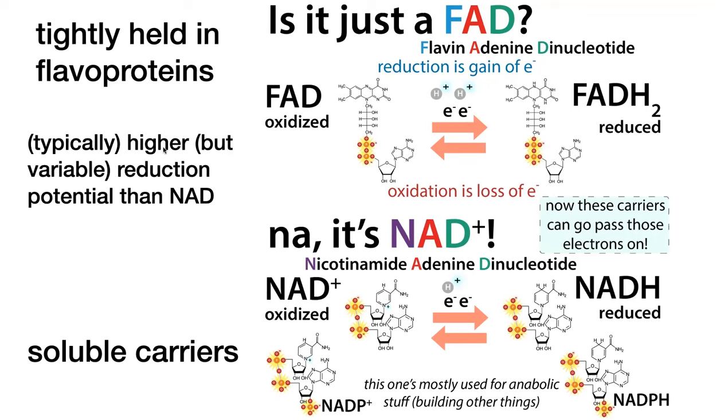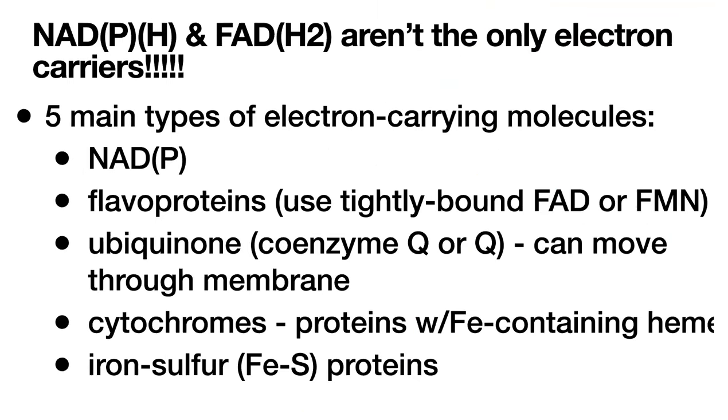The FAD reduction potential, though, is going to be variable because it's tightly held in the protein, and different proteins will have different environments that are going to change the actual reduction potential. But it's typically going to be higher than your NAD. But those are far from the only electron carriers, and we're going to see a bunch of different electron carriers when we talk about the electron transport chain in this video.